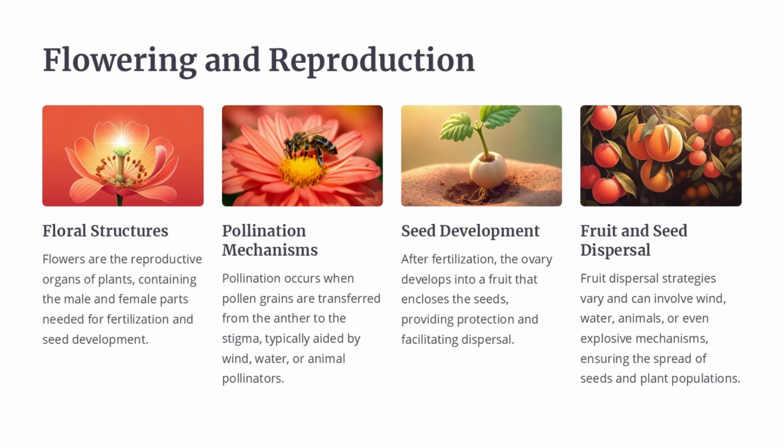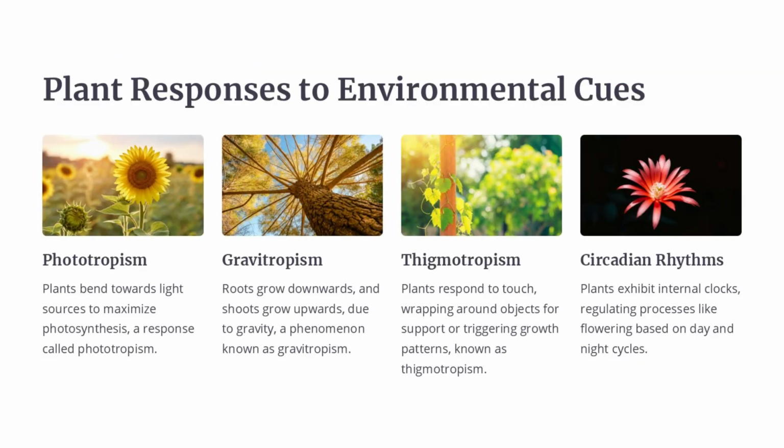Fruit dispersal strategies vary and can involve wind, water, animals, or even explosive mechanisms, ensuring the spread of seeds and plant populations. Plants have evolved various mechanisms to sense and respond to environmental cues. One of these is phototropism. Plants bend towards light sources to maximize photosynthesis. Another is gravitropism. Roots grow downwards and shoots grow upwards in response to gravity.